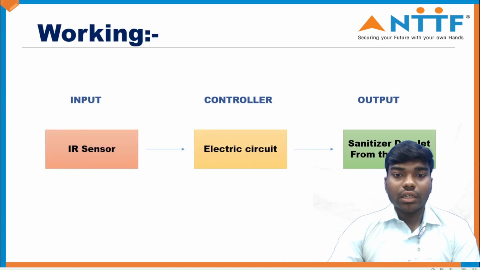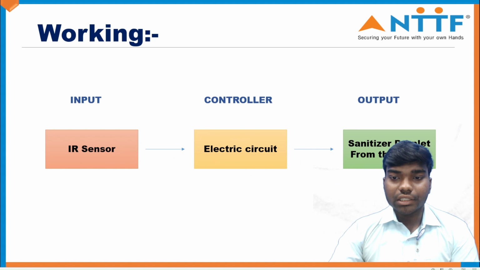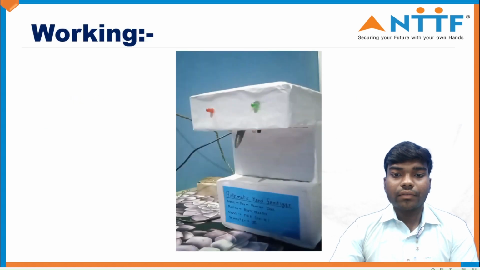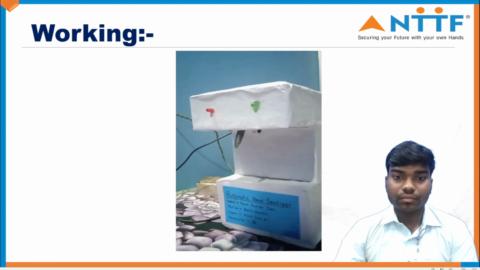Working. In this project, the input is the IR sensor, which detects any object and sends the signal to the electric circuit, which controls the whole circuit, and the output is a sanitizer droplet from the nozzle. This is the working video of this project, so you can see how it works.